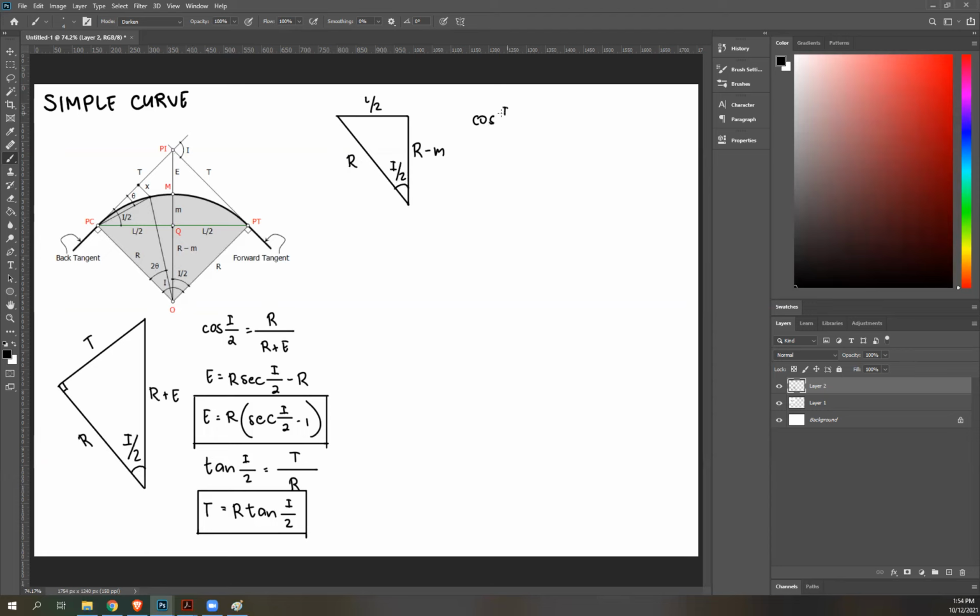So let's use cosine. Cosine of I over 2 equals adjacent, which is R minus M, over hypotenuse R. Okay? I'm going to multiply both sides by R, so you'll get R cosine I over 2 equals R minus M. I only need M, so I'm going to transpose that to the other side. So M equals R minus R cosine I over 2. I'm going to factor out R. So M equals R times 1 minus cosine I over 2. Okay, so that's the equation for your middle ordinate.